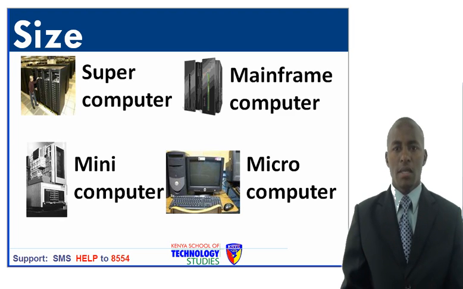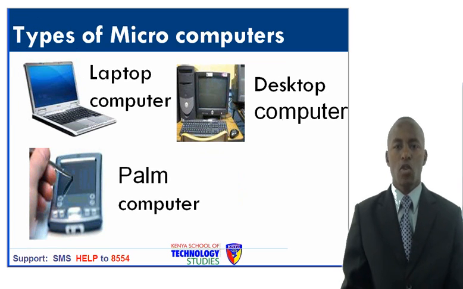Mainframe is large, again expensive and fast, but not like the supercomputer. We have the mini computer. The mini computer is smaller, and again it is also fast, but it cannot be compared with the 2 above. We also have the microcomputer, which is the cheapest and the smallest compared to the other 3 types of computers, that is supercomputer, mainframe computer, and mini computer. Types of microcomputers: we have laptop computer, desktop computer, and lastly palm computer.